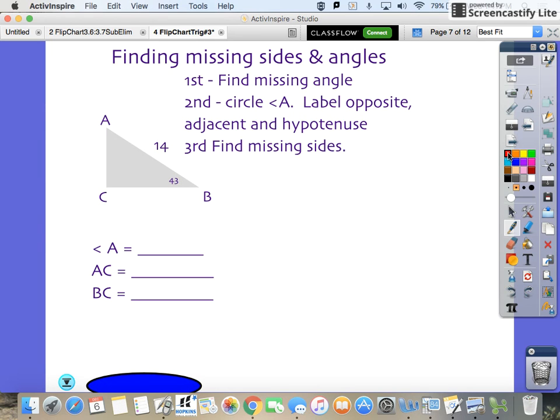So what we're going to do is we're going to use that to solve for some missing sides. So the first thing we're going to do is not actually find the missing angle. The first thing we're going to do is circle the angle we are given. So we are given B. Circle the angle you're given.